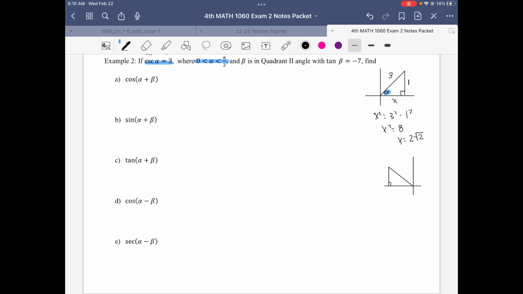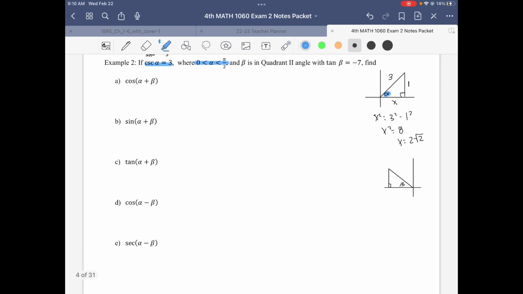There's your right angle. This is our beta. And this one is telling us that beta is in quadrant 2, and that the tangent is -7. Keep in mind that in order for tangent to be negative, either sine or cosine has to be negative, but not both. If you look at it, it's pretty obvious that the y is positive and that the x is what would be negative.